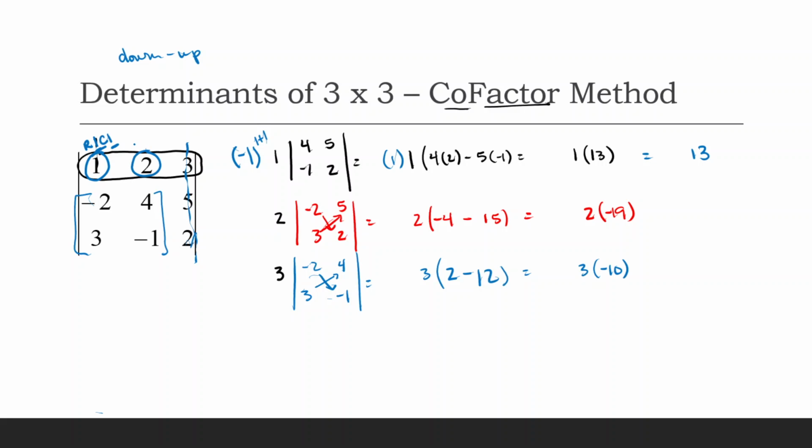The 2 is in row 1, column 2. So now I do -1 to the 1 plus 2. Well, that's -1 cubed. So I get a -1 out front. So I have a minus here. So I get a +38. Okay. And then the last one, the 3, is in row 1, column 3. So now I do -1 to the 1 plus 3. Well, that's -1 to the 4th. So that's a +1. So now I get a +3.